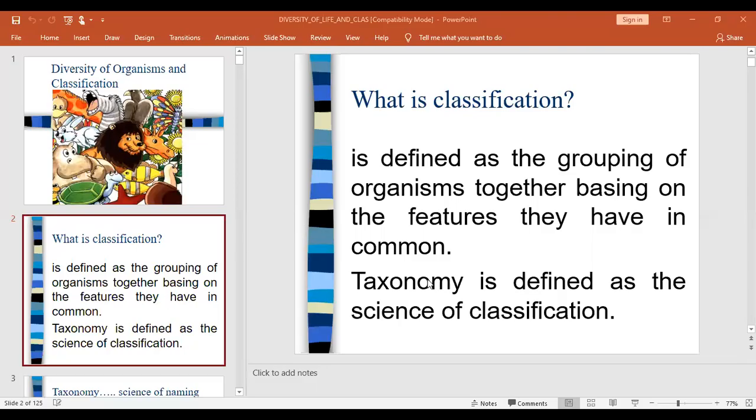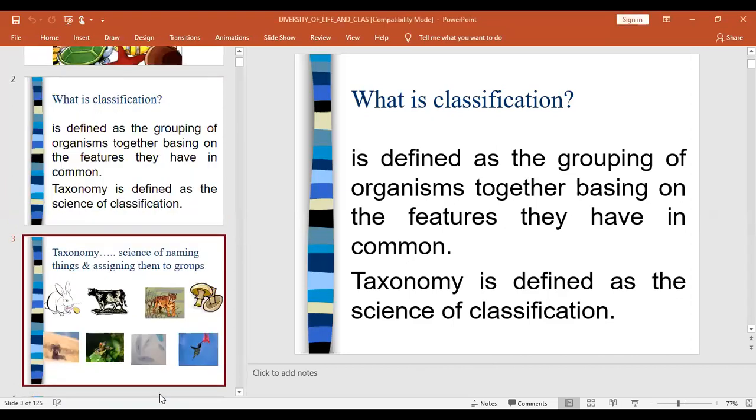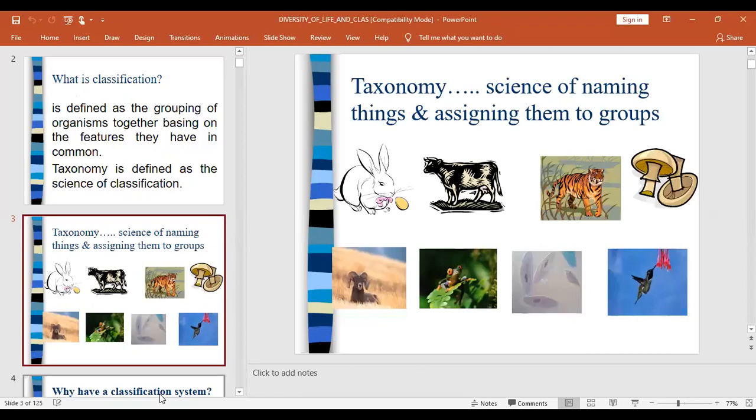And I would want you to be as attentive as possible. Now, look at these organisms that we have. We have a rabbit, we have a cow, we have a tiger, we have a mushroom, we have an antelope, we have a lizard, we have a bird, we have a bacteria. All of these are organisms that we need to name and assign them groups.